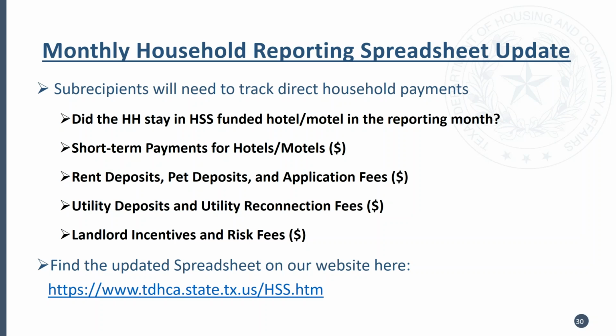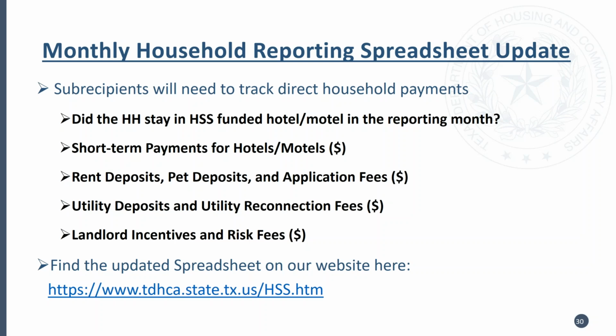So there's a few things you're going to have to track. The first is, did a household stay in an HSS funded hotel or motel in the reporting month? Why is this important? Why do we need to track this? Well, one of the direct household payment categories is short-term payments for hotel and motels, right?